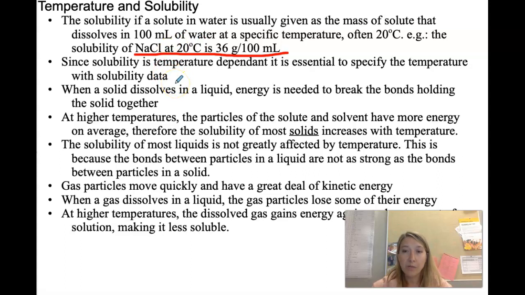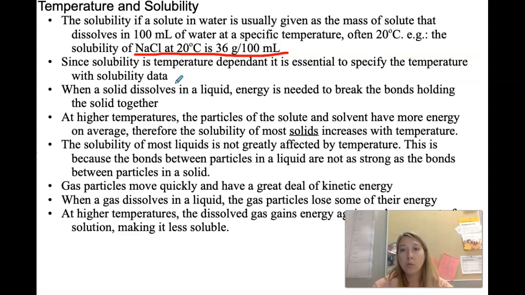And the reason they're going to specify a temperature is that if I change the temperature, I am going to change the solubility of that particular chemical, okay? It might go up, it might go down, but it is dependent on temperature, which is why we always specify it. So what we find is that how the solubility is impacted by temperature is dependent upon the state that that compound or solute is. Our solids, liquids, and gases are going to respond differently to changing the temperature, okay?